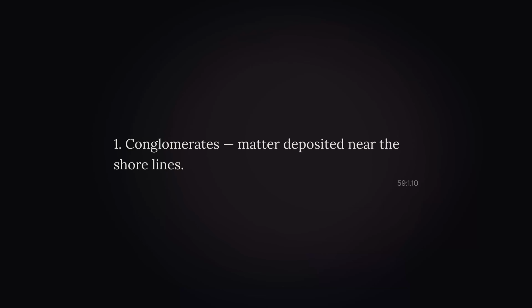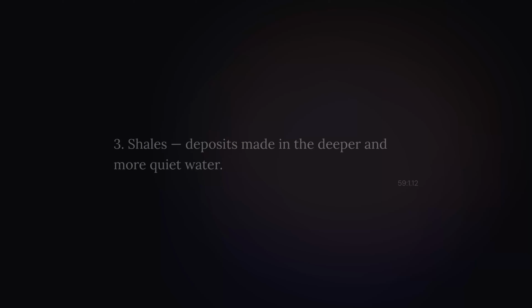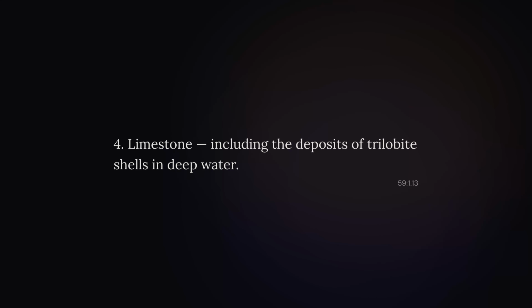Number 1, conglomerates, matter deposited near the shorelines. Number 2, sandstones, deposits made in shallow water but where the waves were sufficient to prevent mud settling. Number 3, shales, deposits made in the deeper and more quiet water. Number 4, limestone, including the deposits of trilobite shells in deep water.